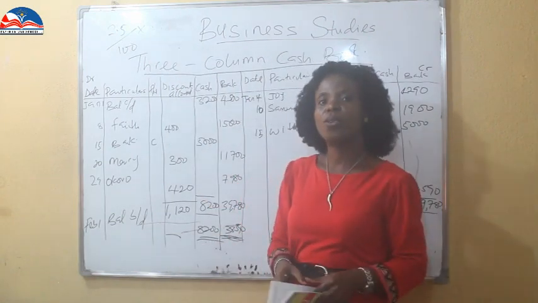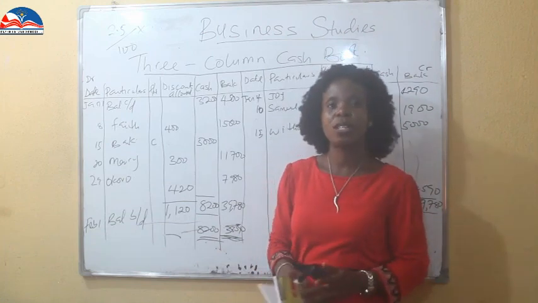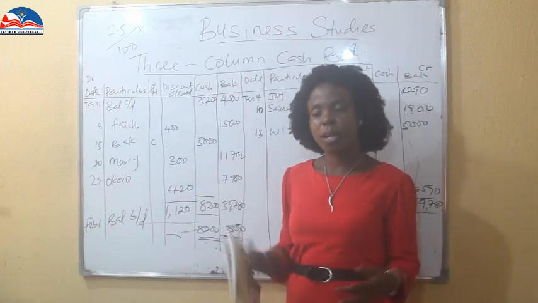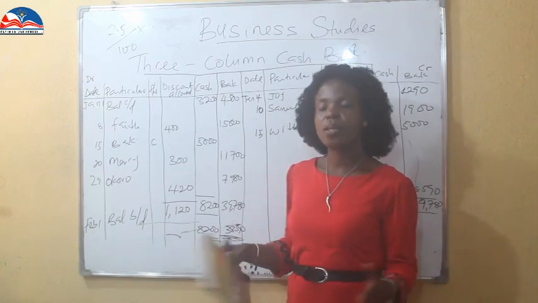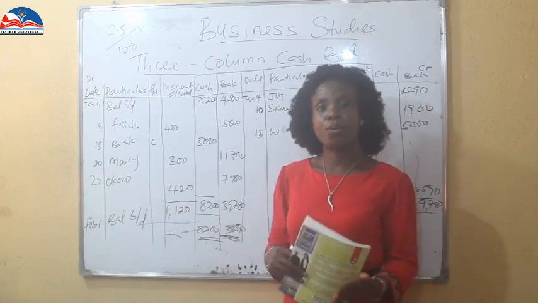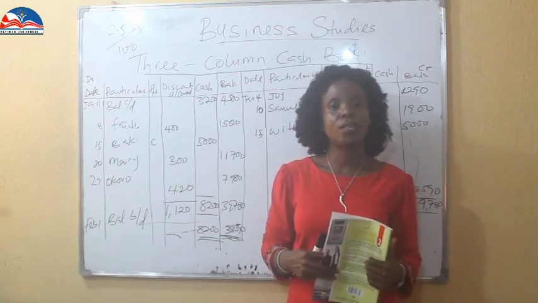That will be it for our 3-column cash book. I hope you got value from this. We've covered the 1 column, 2 column, and now 3 column. We're going to talk about the difference between the cash book and the imprest system, or the petty cash book. Thereafter, we'll go to other accounting areas.